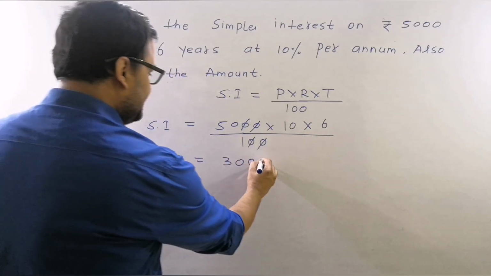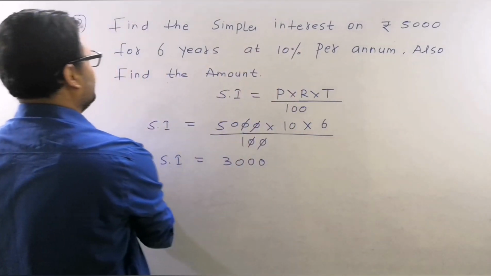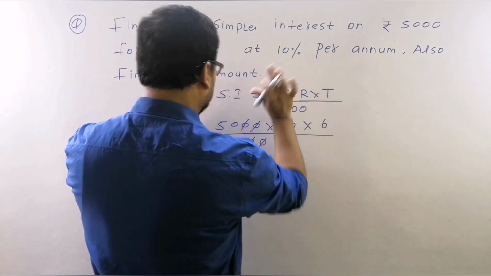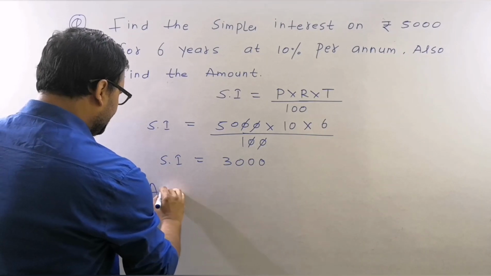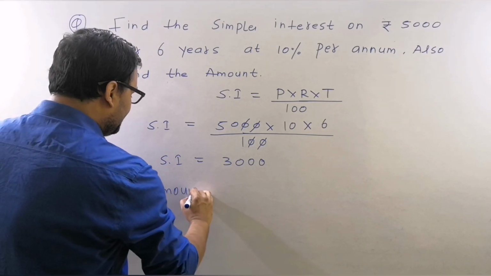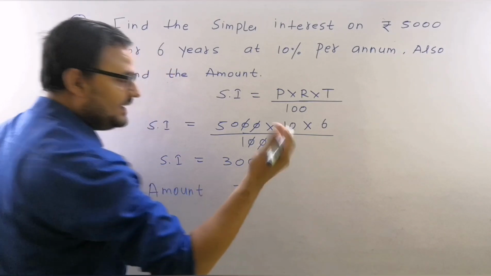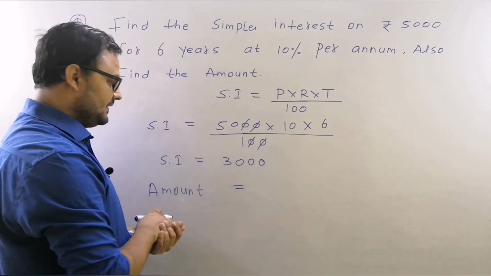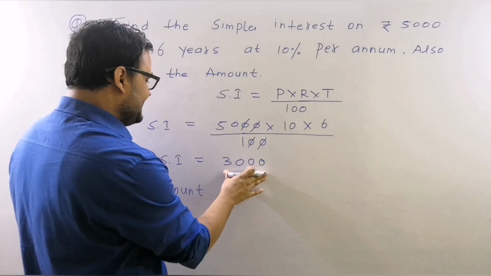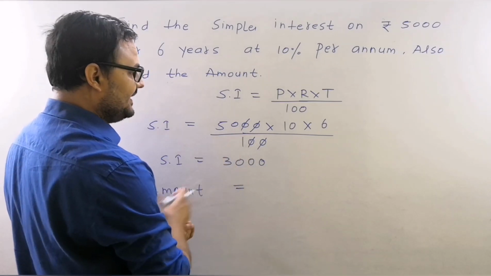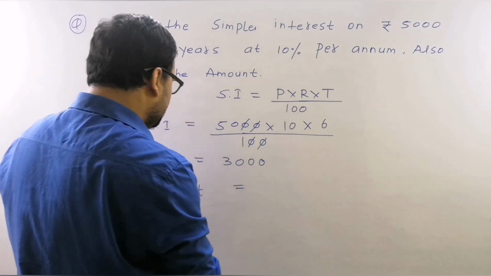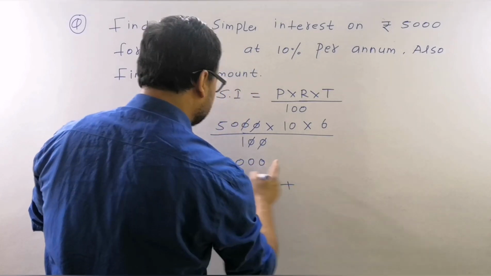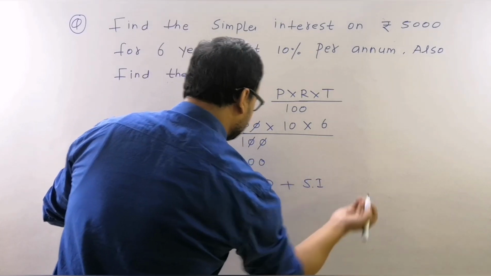This is the simple interest. Now they are asking to find the simple interest that we got. Also find the amount. So the amount, if the person is going to repay the loan, he will pay this 5,000 plus this additional as interest. So amount equals P plus simple interest.